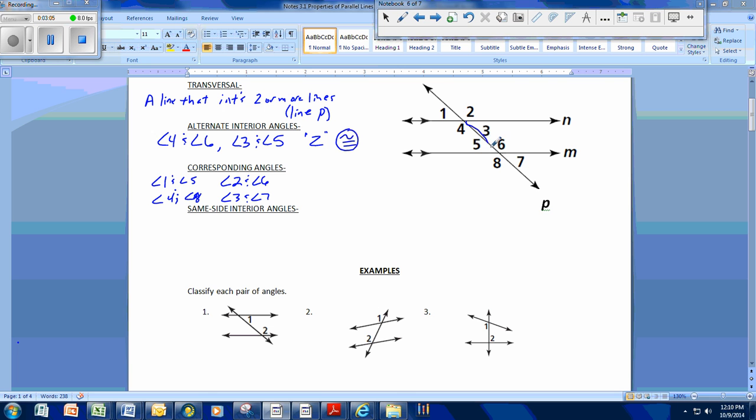Now, if we highlight, for instance, angle 3 and angle 7, you can see they make the letter F. So we're going to associate the letter F with corresponding angles. And if those lines are parallel, then corresponding angles are going to be congruent. So let's say angle 3 was 50, that means angle 7 would be 50 as well.